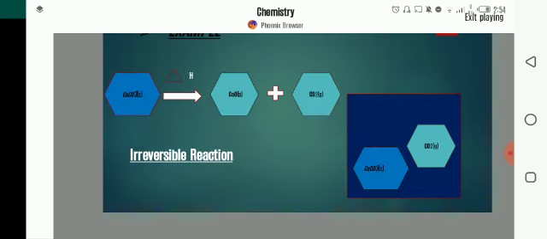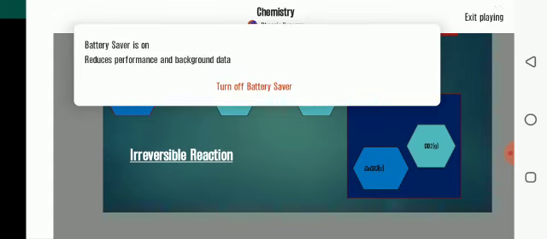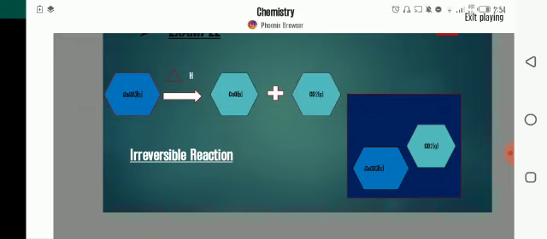The next example of irreversible reaction is calcium carbonate, and the delta H sign shows the heating. I told you before that the reaction is proceeding in an open container. So when you heat the calcium carbonate in the open container, it converts into calcium oxide and carbon dioxide. After decomposing the calcium carbonate, we are getting calcium oxide and carbon dioxide gas in the container.